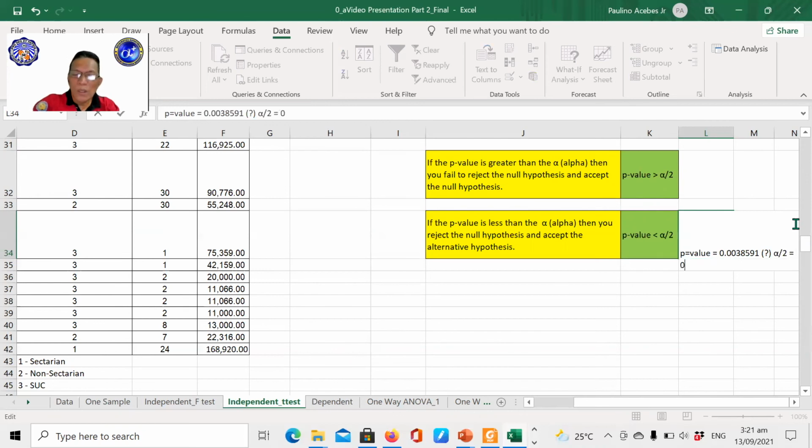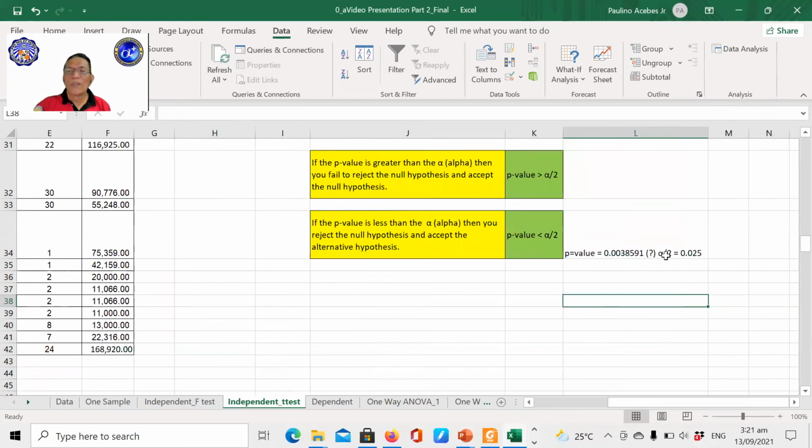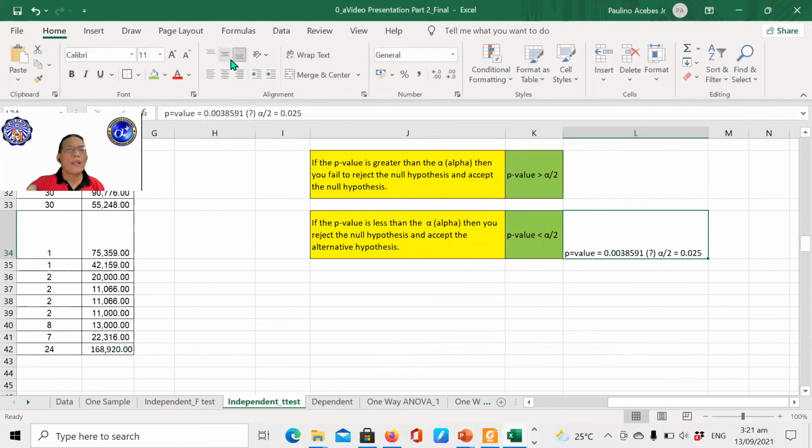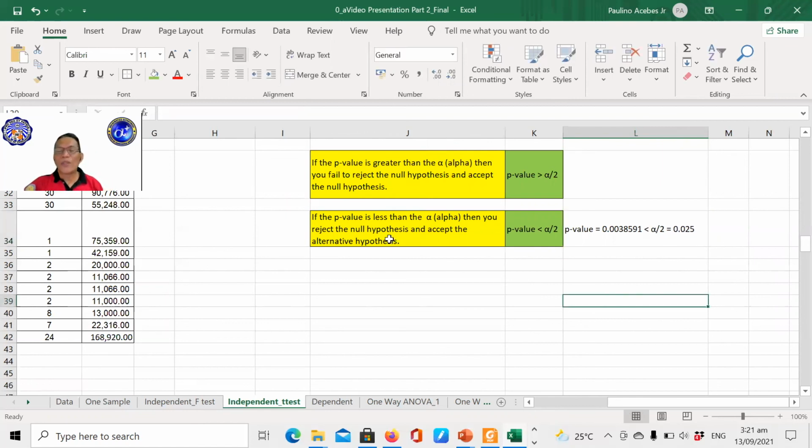this is equal to 0.025. Okay. For the comparison, the p-value is 0.0038591. So this is actually less than alpha over 2. So we reject the null hypothesis and accept the alternative hypothesis.